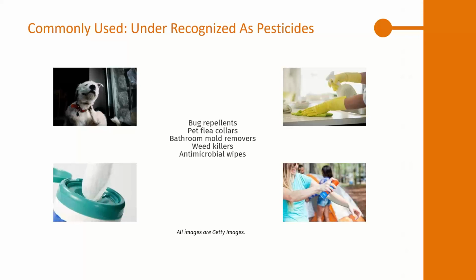So these include, for example, the flea collar that you may be using on your dog or on your cat. And they also include disinfectant wipes, which we're also incredibly familiar with now, and which Meredith is going to give us some detailed information about later. They include cleaning products, bathroom mold removers, weed killers, and insect repellents, as you see in the bottom right-hand corner of this example.